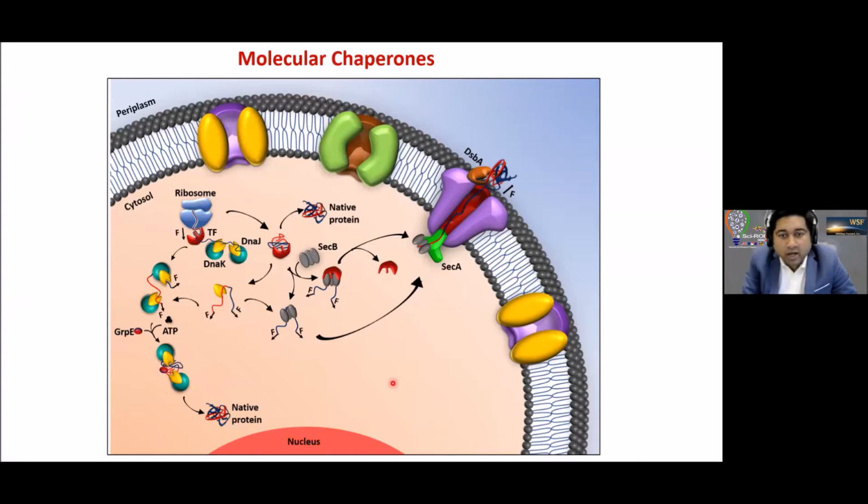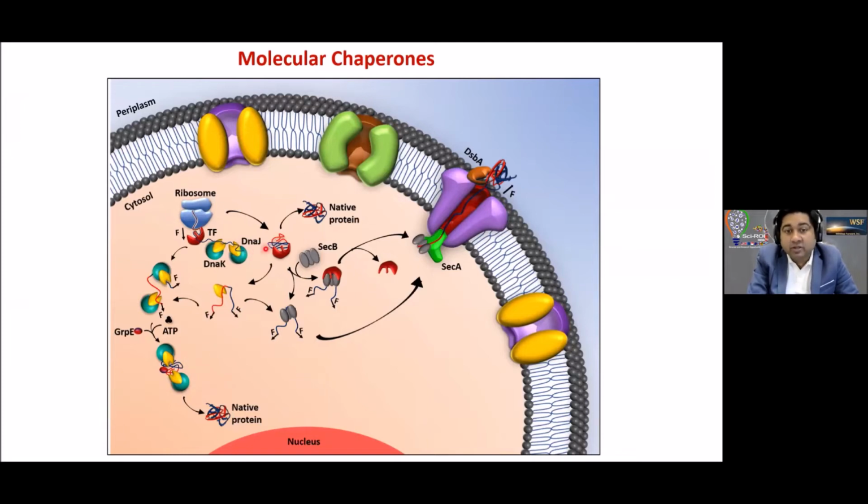Okay. So now if we talk about the molecular chaperone, we all know that molecular chaperones help the protein to fold. So we have several molecular chaperones. When the protein is coming out of the ribosome, it interacts with trigger factor. If trigger factor can fold it, that is fine. Otherwise, it shifts the protein to the DnaK system. If it can fold, that is fine. Otherwise, it gives the protein to GroEL.